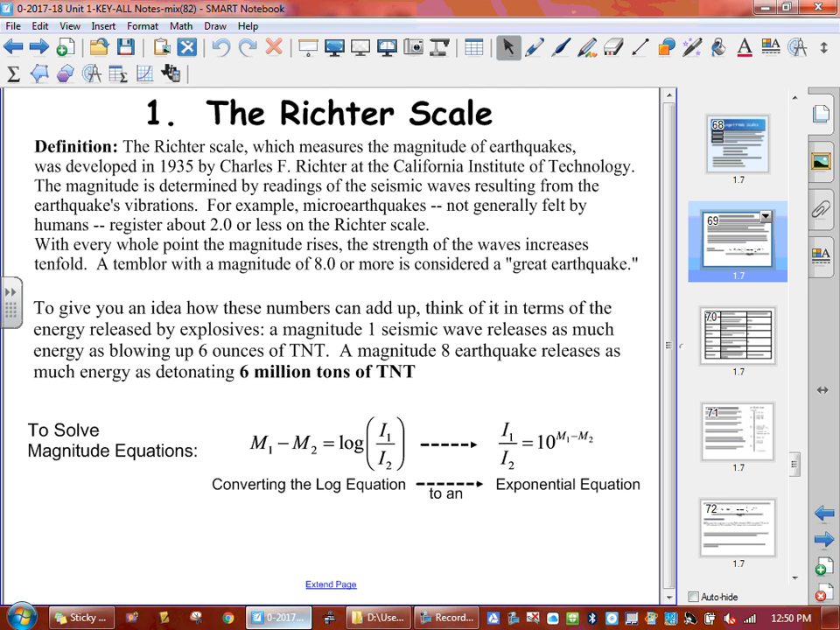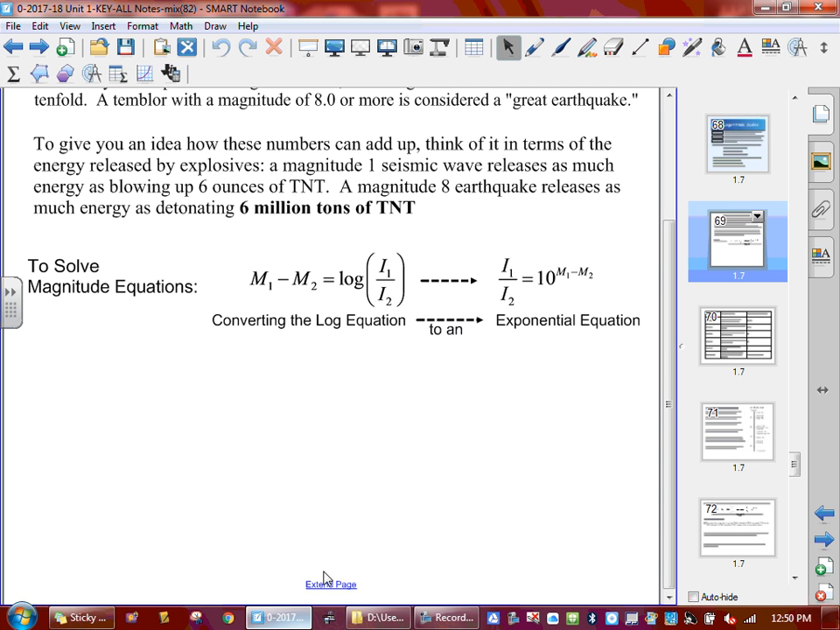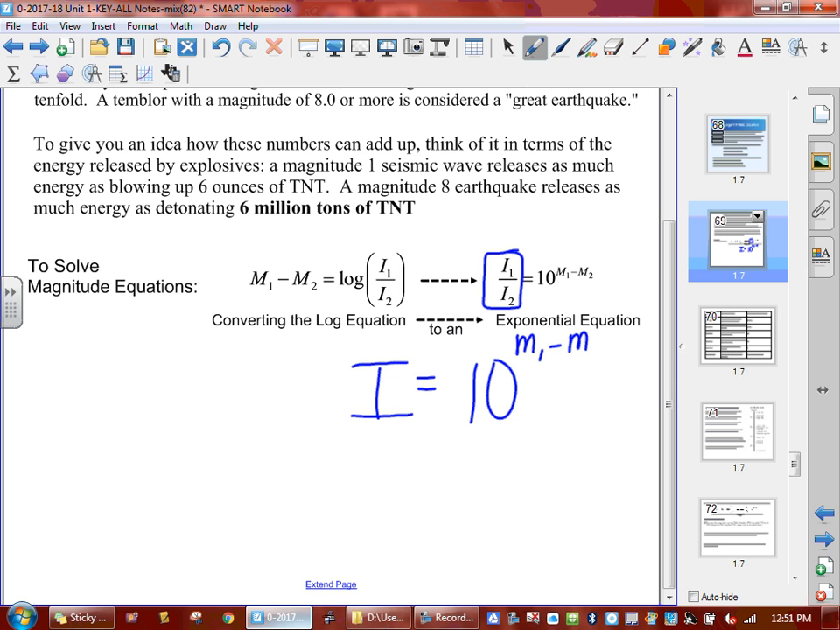So here is a fancy equation they give you: magnitude 1 minus magnitude 2 is equal to the log of the intensities divided. Now, what we do is we rearrange that equation. We say intensity is equal to this, and then we're able to use base 10 and log rules. So this is usually just an I by itself. It's usually just I equals 10 to the exponent magnitude 1 minus magnitude 2.